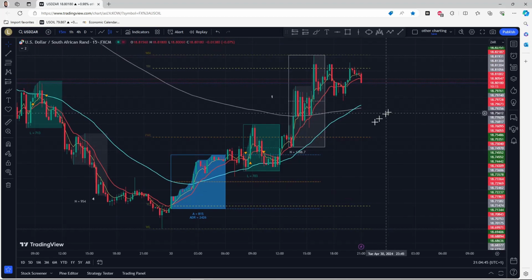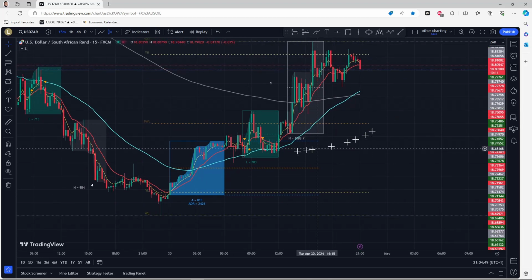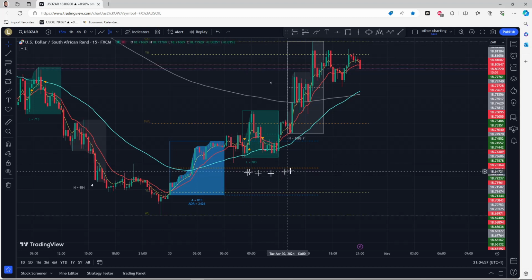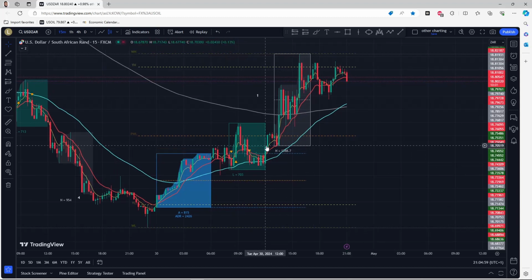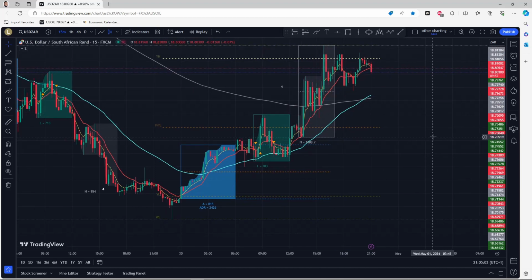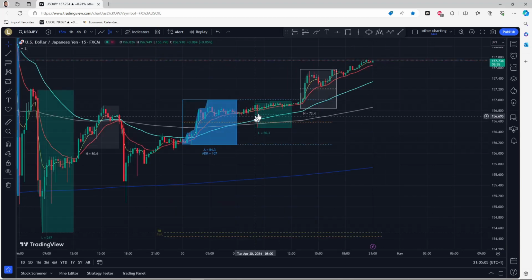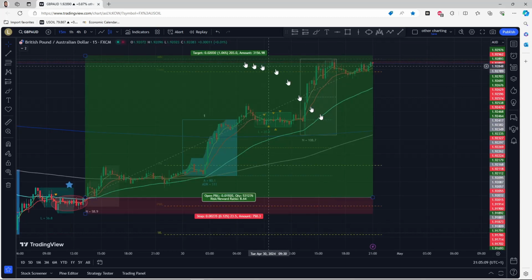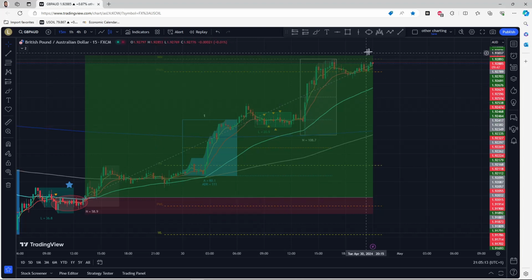Right, coming over here to US dollar, South African rand, you have a sort of a W formation here off the 50 MA. It's not typically a type 3. It is because it's off the 50 MA, but not really because it's off that. Either way, there's a trade you can take here as well. Something for everyone. JPY, nothing here. Pound, Australian dollar, nothing here again.